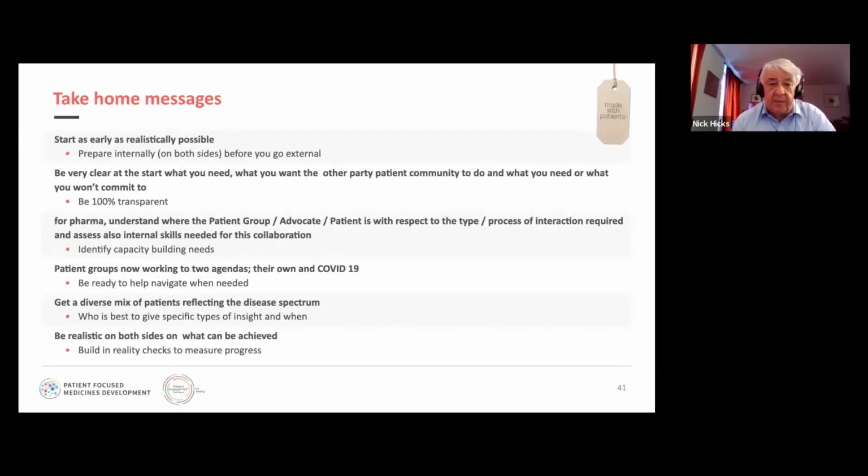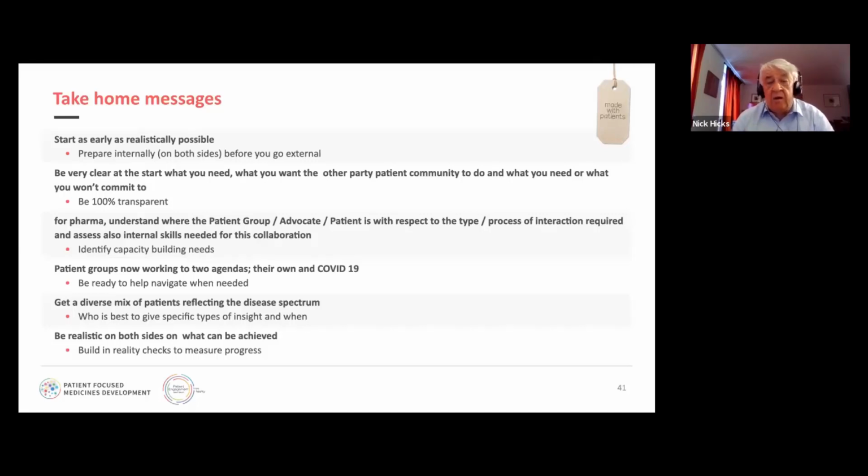Really, I'm just going to pick a couple of points up on here. Probably the most important point, which keeps on coming out through the whole of this presentation, is start as realistically as possible. Prepare internally before you go external, whether you're a pharma company, a research institution, or a patient group. There's a lot of learning you have to do before you actually meet together and start talking about this. Be very clear about what you want to do. 100% transparency is the way these initiatives work.